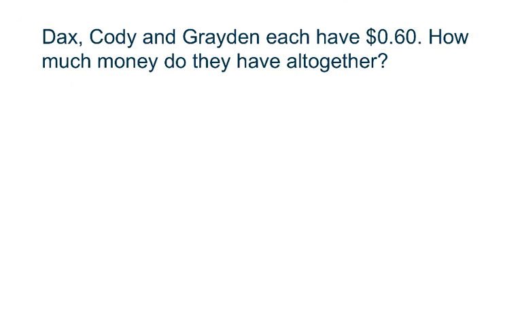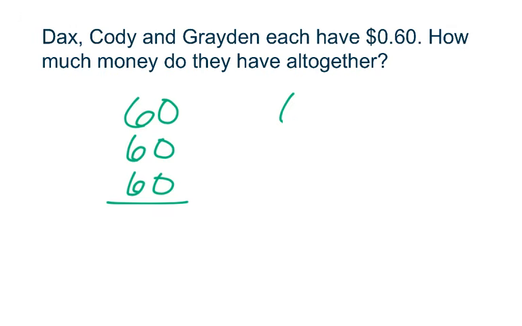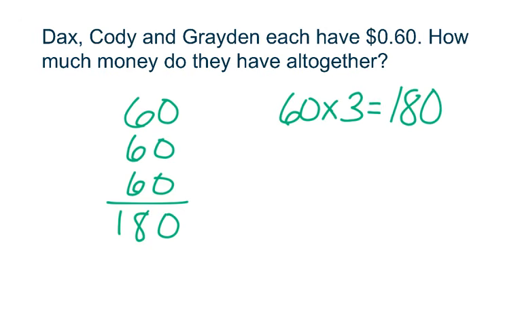Our next problem says that Dax, Cody, and Graydon each have 60 cents. How much money do they have all together? So each of them has 60 cents. How much money is that all together? For this, all we need to do is some addition, or we can do multiplication. So we have 60 three times. That's the same as 60 times 3. When I add these up, I get 180. If I multiply this, I'm also going to get 180. That gives me 180 cents.